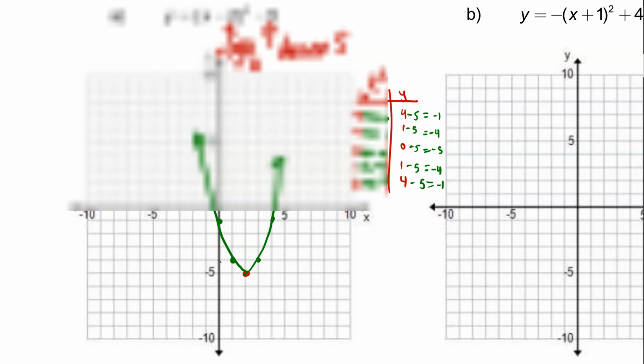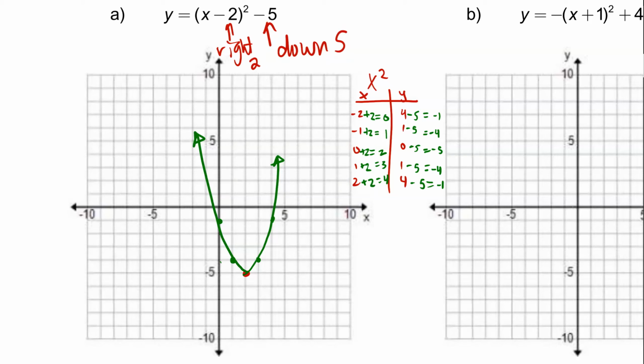So for this graph, how many solutions does it have? So solutions is the number of times it touches the x-axis. How many times does it touch the x-axis? Twice. It touches the x-axis twice. 2 times. It has 2 solutions.